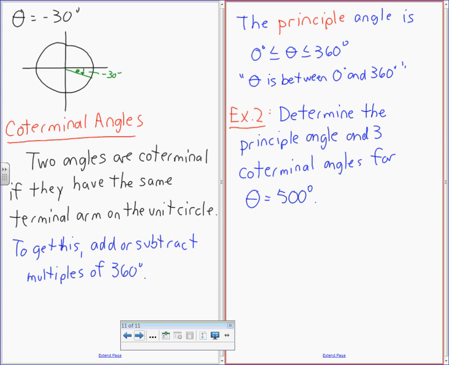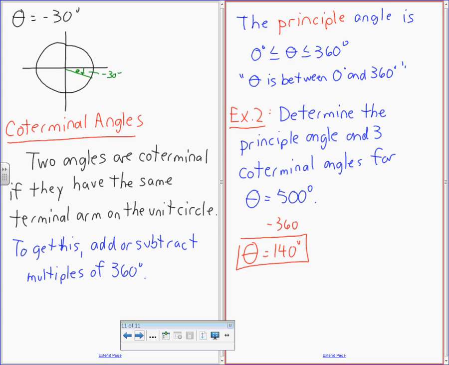So let's think about how coterminal works. How am I going to get another angle that's coterminal to 500 degrees? What do I do? Yeah, Matt, go ahead. 500 minus 360, okay? So you can add or subtract multiples of 360. So if I go minus 360, I should get theta equals 140. So somebody tell me why this is the principal angle right there.